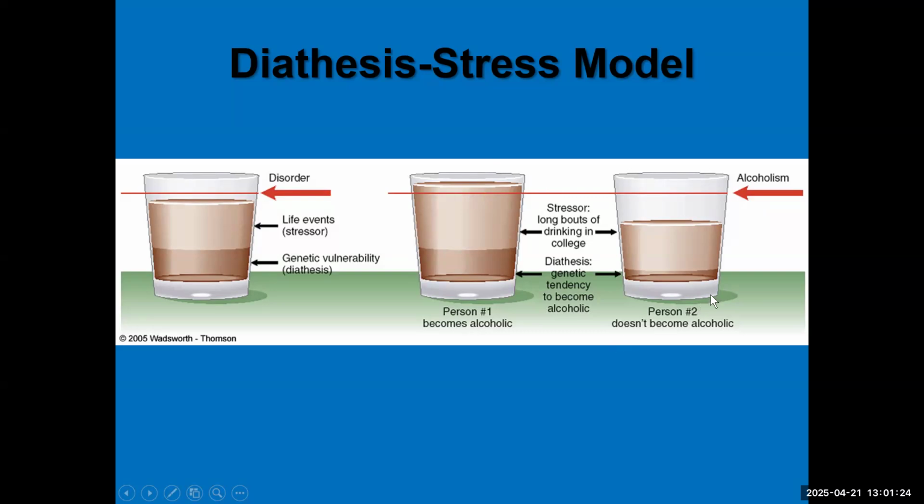Whereas this person on the right, let's say they had the exact same life experiences, but they only inherited a very small amount or tendency to become an alcoholic, so they would not show alcoholism. In other words, what it's saying is that person two would need many more life events or stressors to actually get to that level. So depending on how much you inherit, that would translate into how much life stress you would have to experience to get to the point where it would become a full-blown disorder, impairment, and problem. Okay?